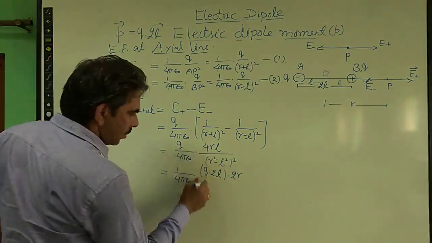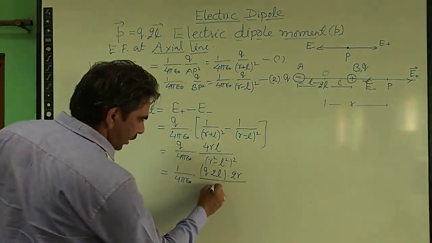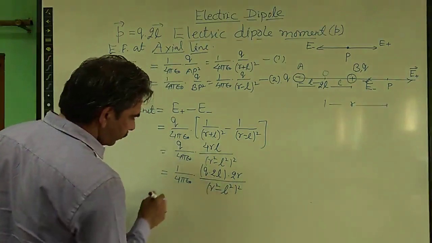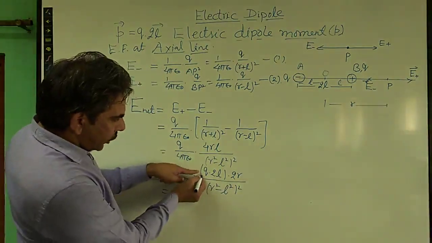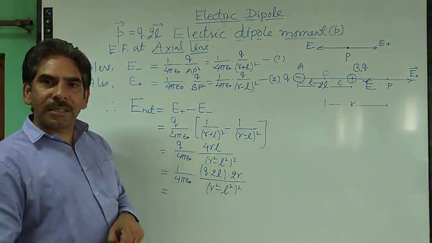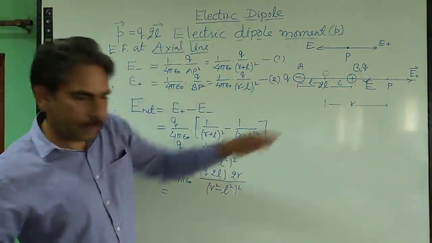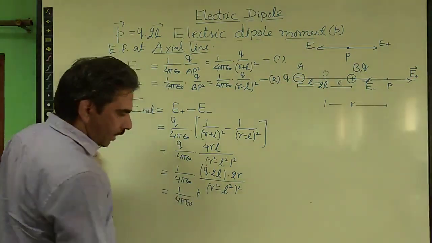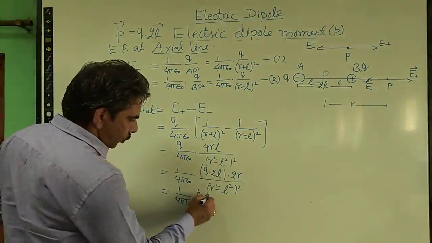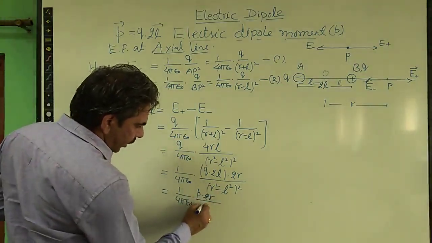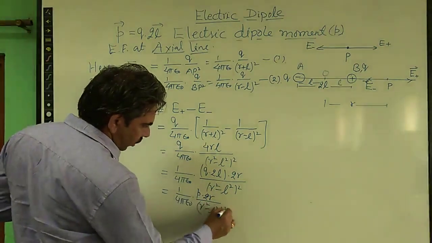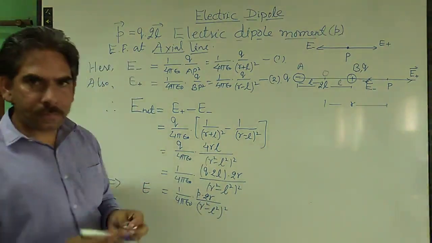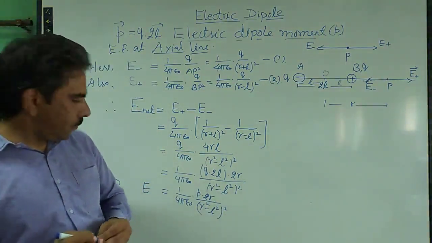We have just divided the 4, and here it is R square minus L square to the whole square. Now this term under the bracket, Q into 2L, simply represents the electric dipole moment of the electric dipole we have. So it is 1 upon 4 pi epsilon naught into P, we can write its symbol P here, into 2R divided by R square minus L square to the whole square. So this is the net electric field in terms of magnitude.